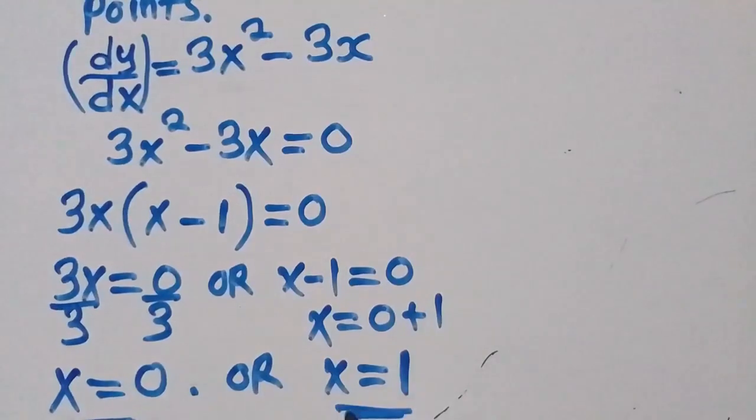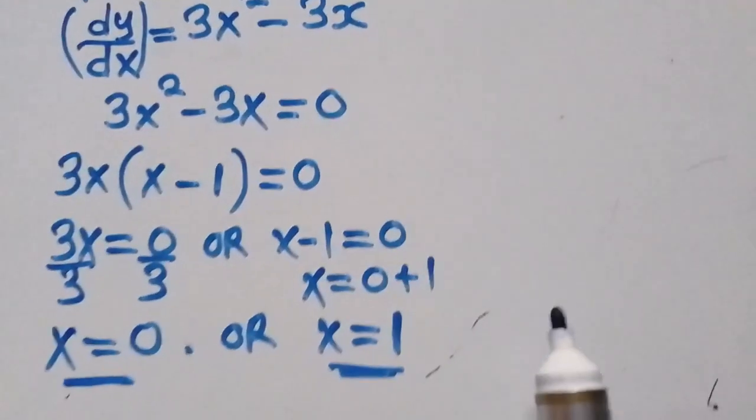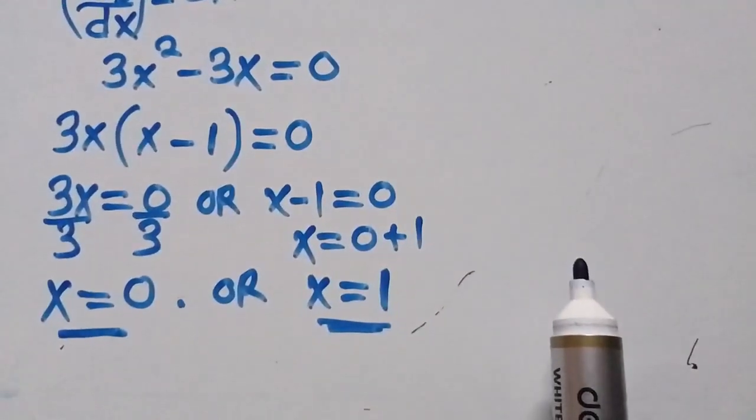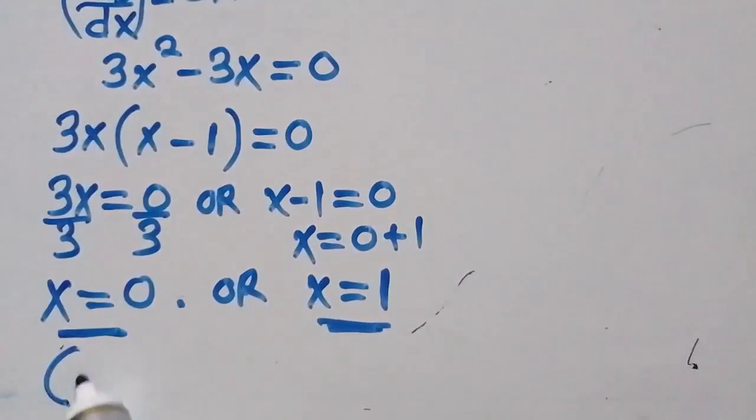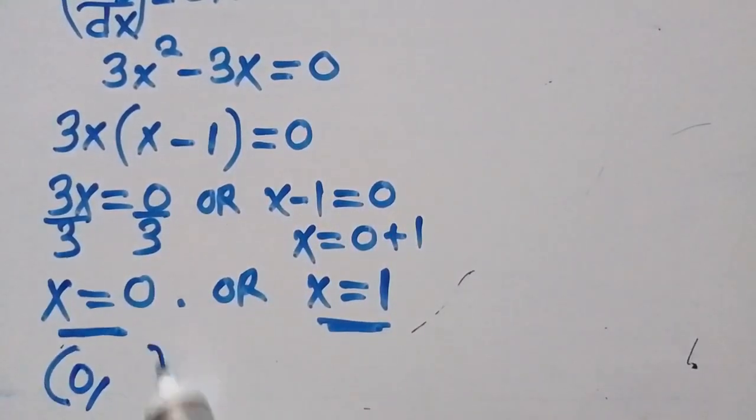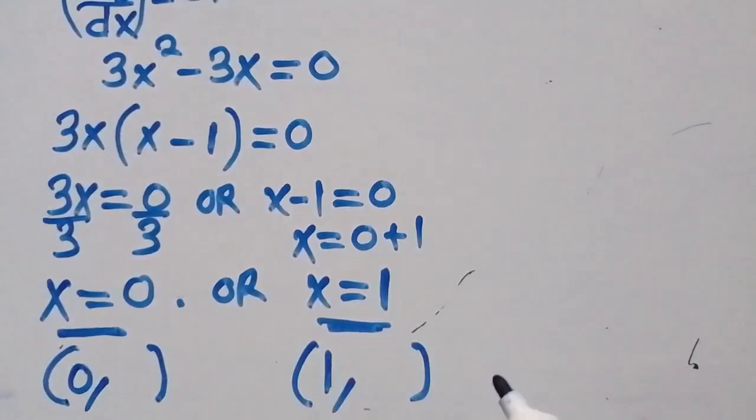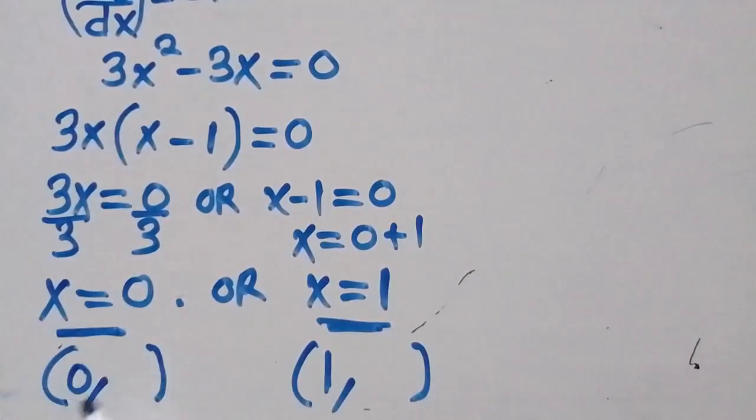Which means that you are asked to find the coordinates. From a coordinate, you already have 0, what? You don't know. Here you already have 1, what? You don't know. Which means that you take the original equation, then put in 0, so that you find a partner to this one.